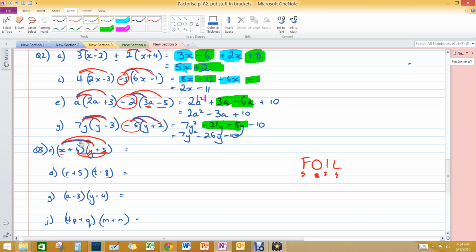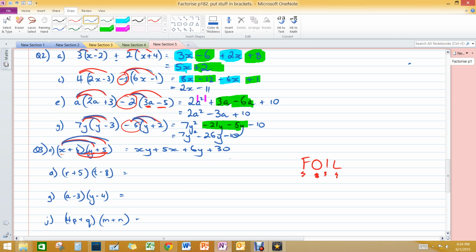Okay, so first, x times y is xy. Outside, x times 5 is plus 5x. Then the inside, 6 times y is plus 6y. And then the last, 6 times 5 is plus 30.